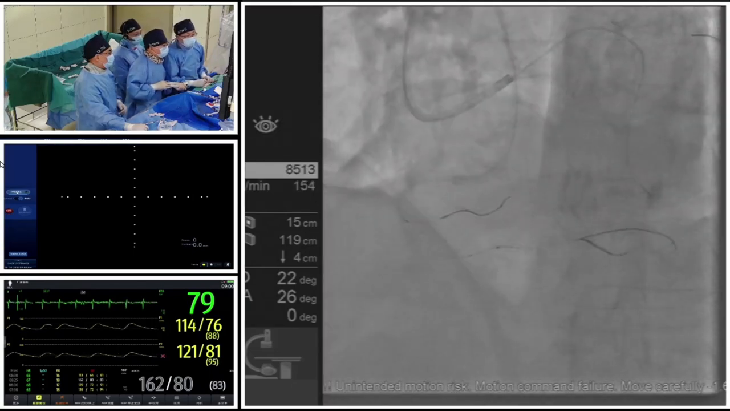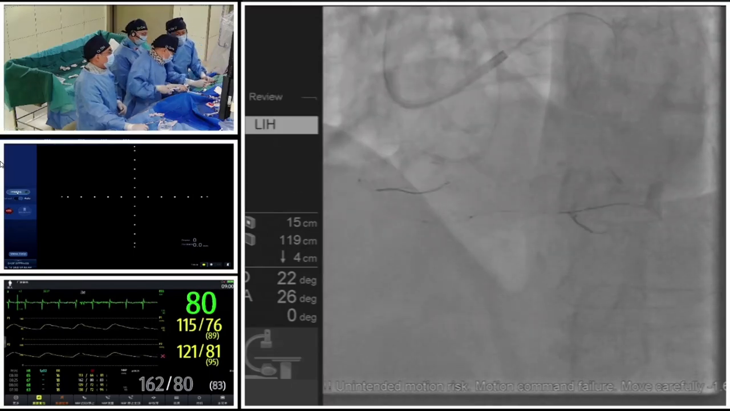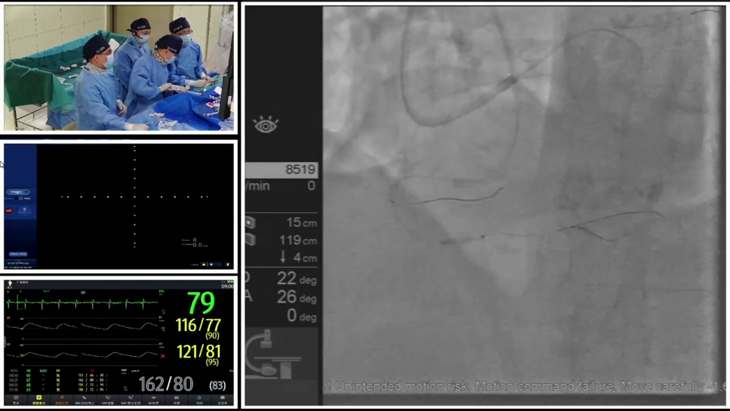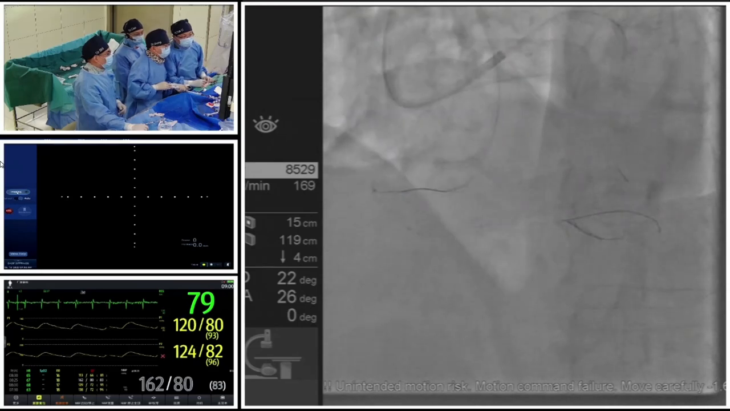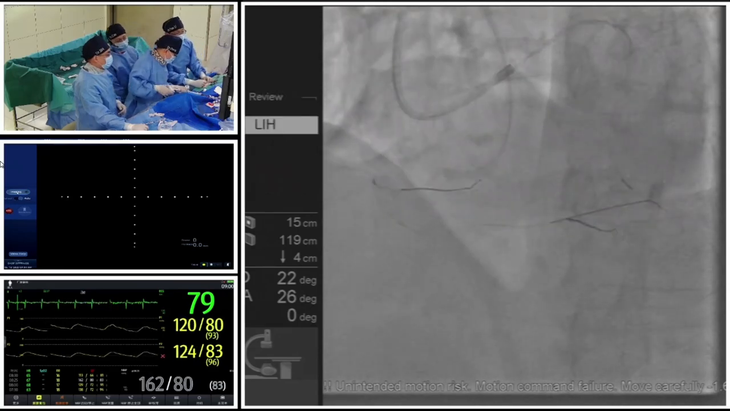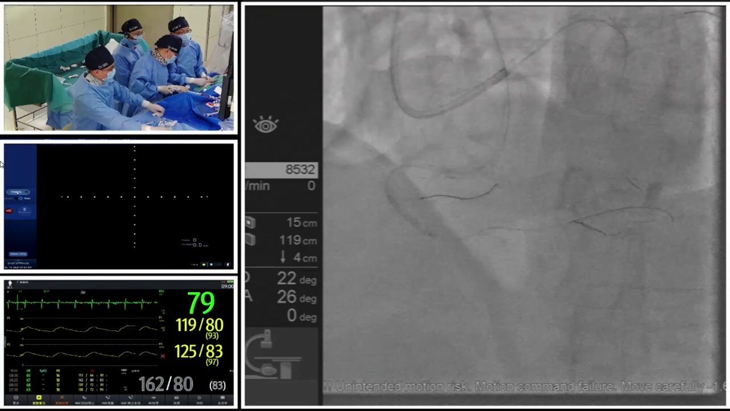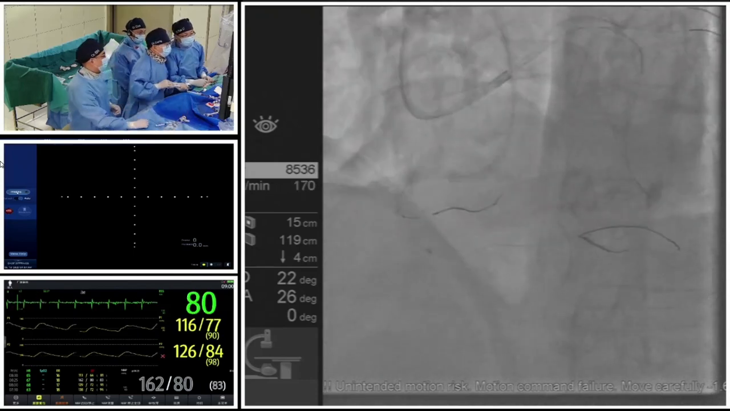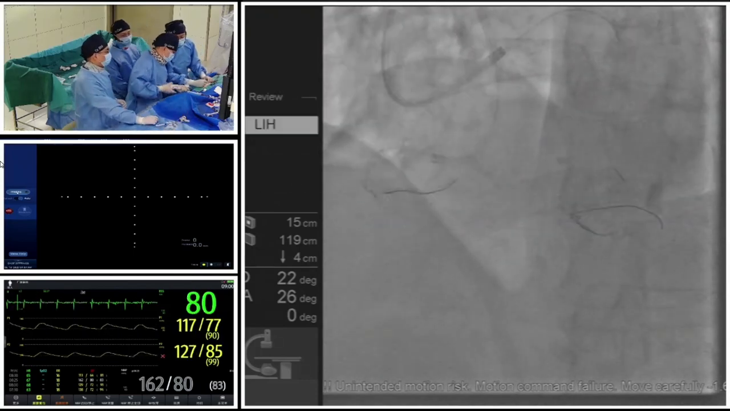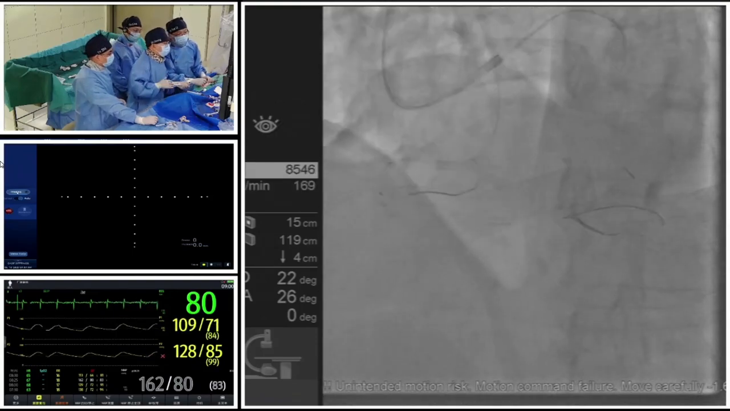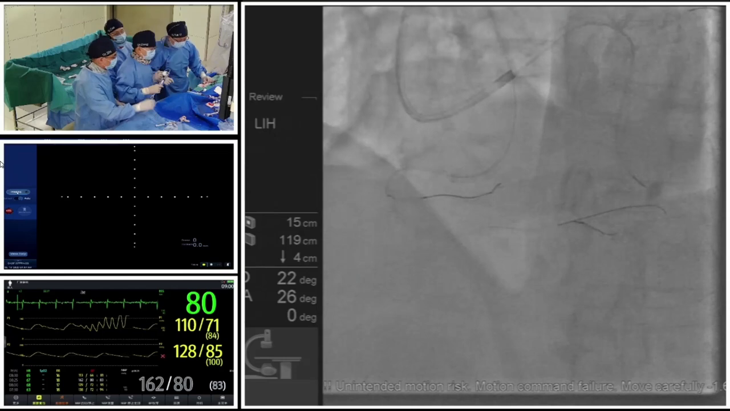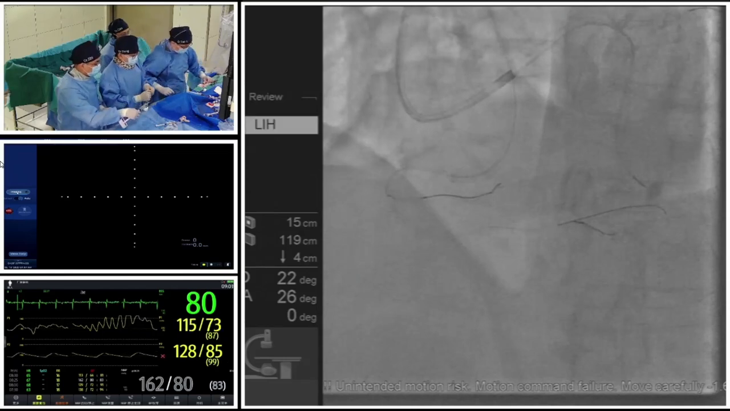So as you can see, after the wire goes into the distal true lumen, we're using a relatively small balloon to dilate the proximal and mid part of the CTO segment to help the imaging catheter pass through. One thing is to check the entry point and also the plaque distribution, and also the subintimal tracking situation of the CTO segment.